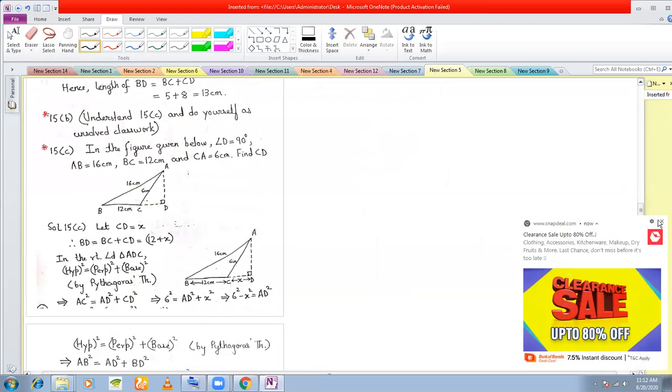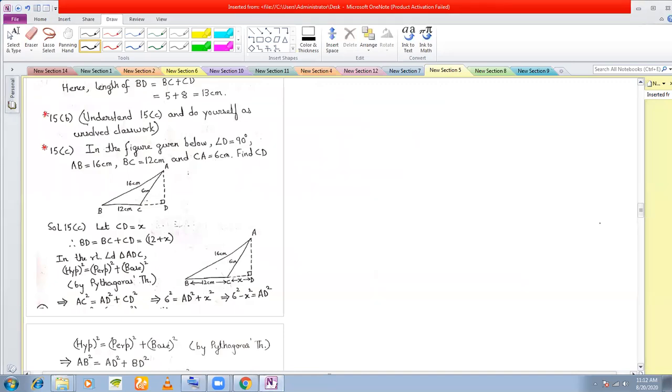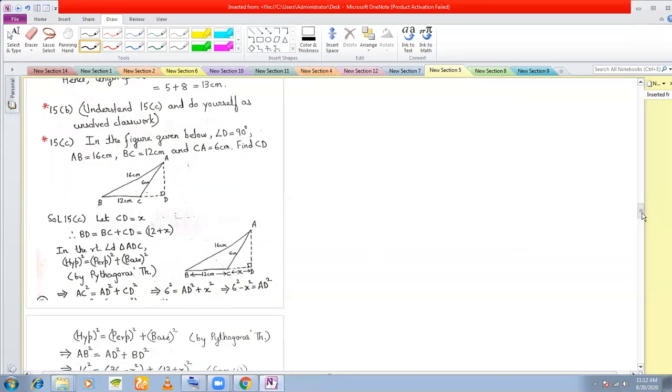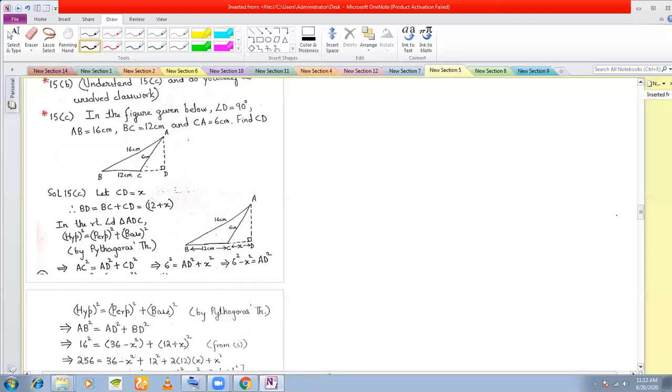Now in the figure given below, 15C, angle D is 90 degree. So this angle is given to you as 90 degree. AB is 16 centimeters, so this length is given as 16 centimeters. BC is given as 12 centimeters. CA is given as 6 centimeters. You are required to find CD.